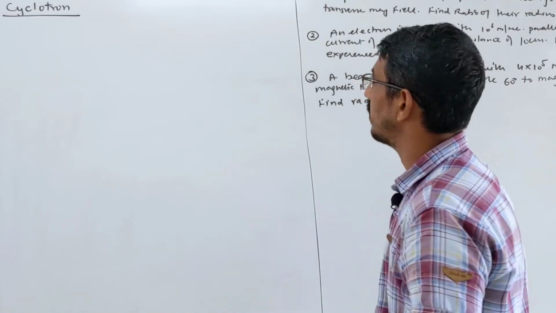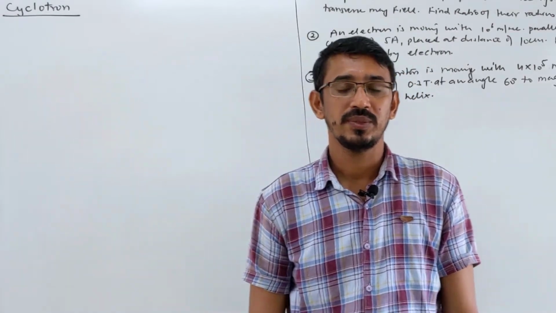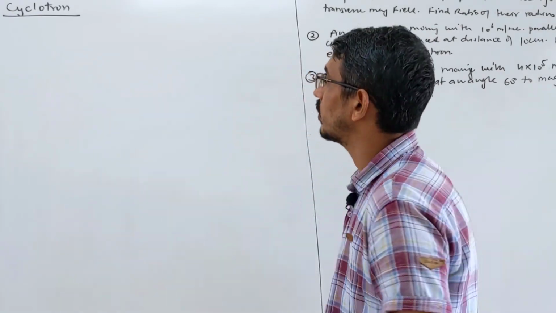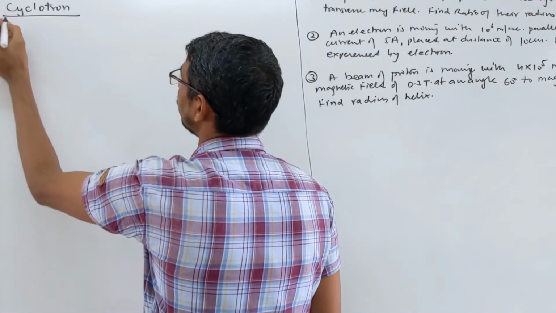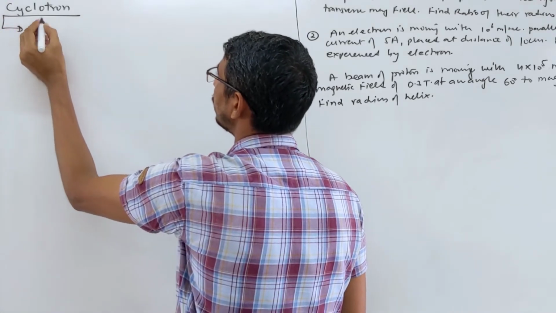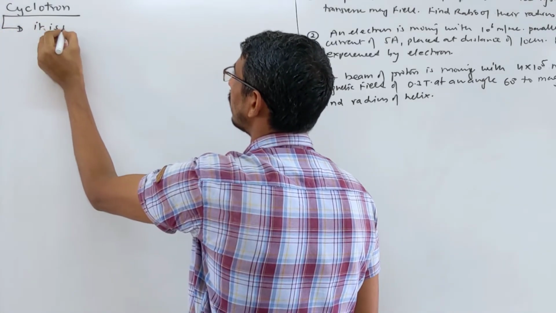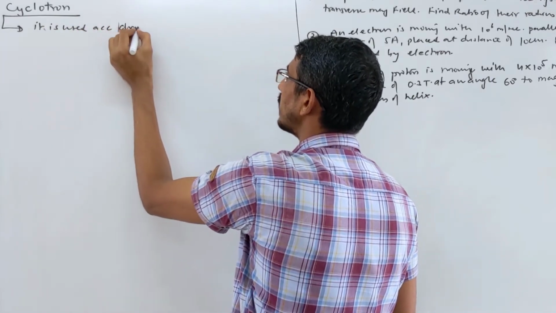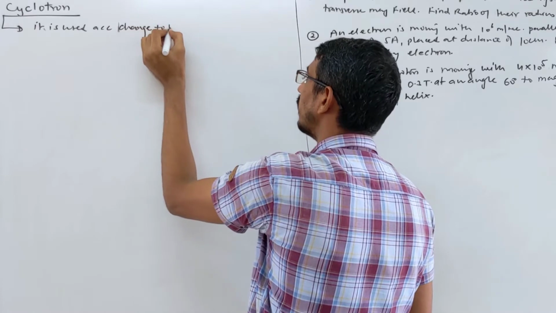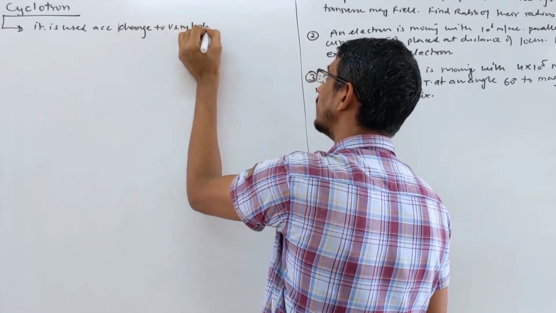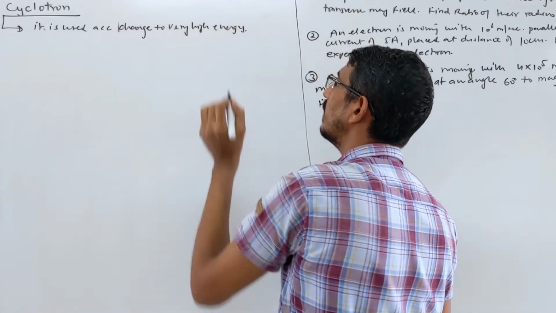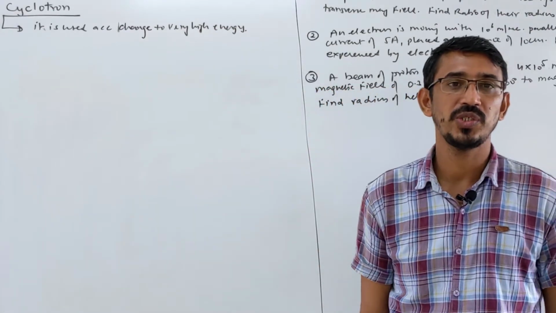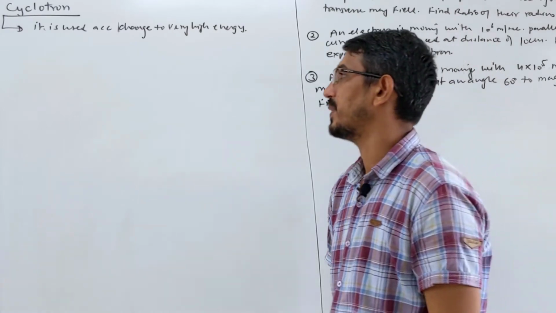Okay. So we are talking about the cyclotron, the practical application of a charge moving in a magnetic field. Let's see first what the use of this cyclotron is. It is used to accelerate charges to very high energy, or potential you can say. So the use of a cyclotron is to accelerate a charged particle to very high energy.